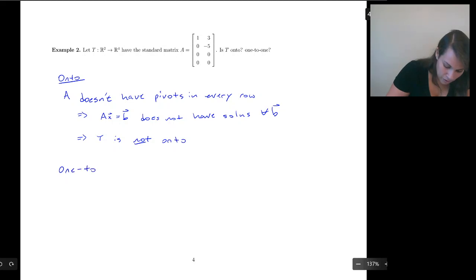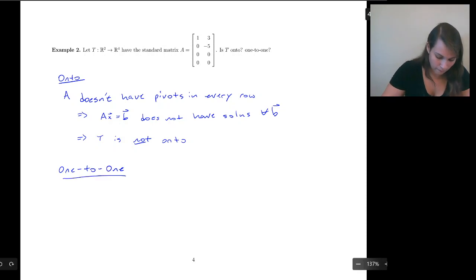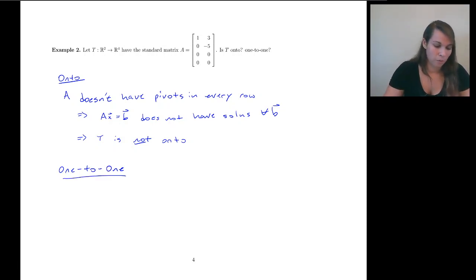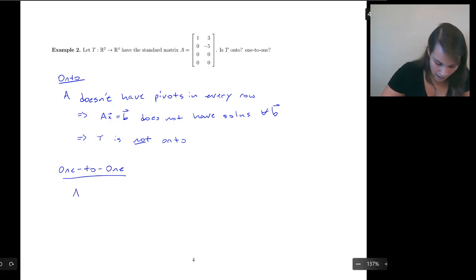And then we're going to go and do one-to-one. So now we want to have a unique or no solution, which means we need to look at the pivots of A. Now we can say A has no free variables.